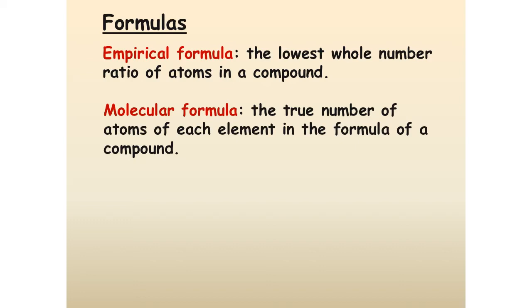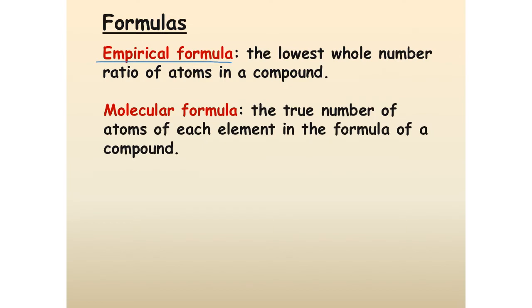In this video, we are going to be going over a couple of calculations with formulas. So we'll be talking about empirical and molecular formulas. So before we get to our calculations, we just need to review those two vocab terms. So empirical formula is the lowest whole number ratio of atoms in a compound.